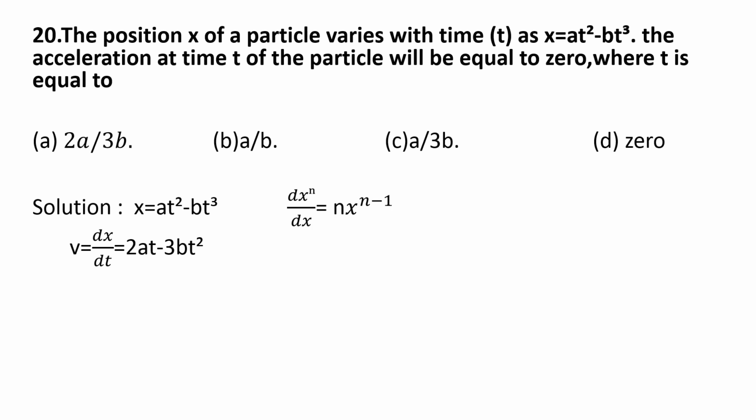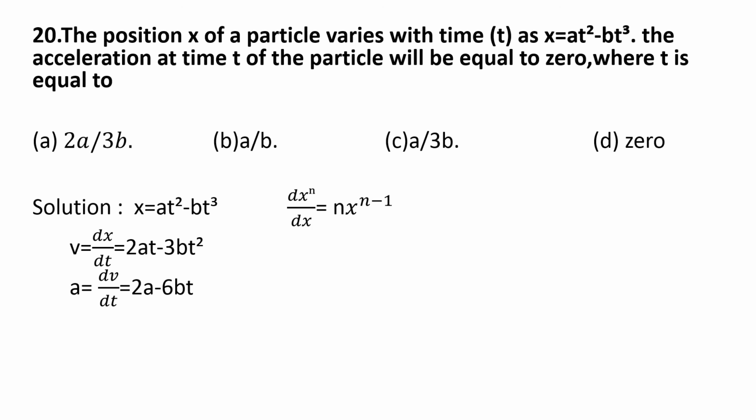So next, using this velocity equation, you have to find acceleration. a is equal to dv by dt. Instantaneous acceleration is the differential coefficient of velocity with respect to time. So here you know the equation of velocity. Differentiate this equation 2at minus 3bt square with respect to time.